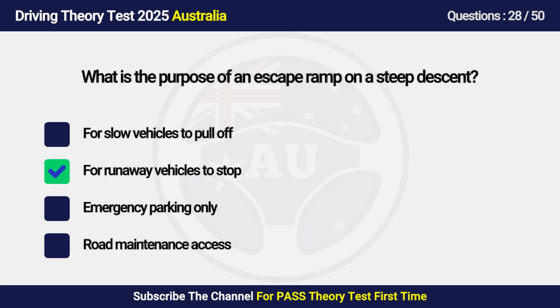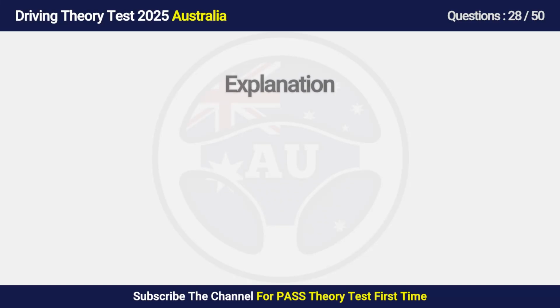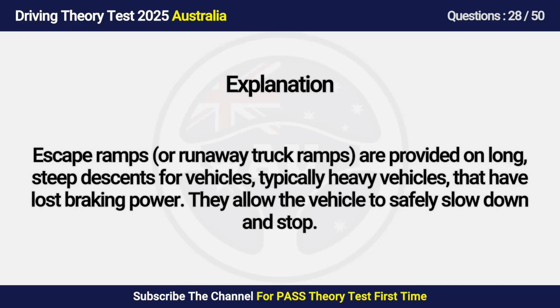Answers is B. For runaway vehicles to stop. Escape ramps or runaway truck ramps are provided on long, steep descents for vehicles, typically heavy vehicles, that have lost braking power. They allow the vehicle to safely slow down and stop.